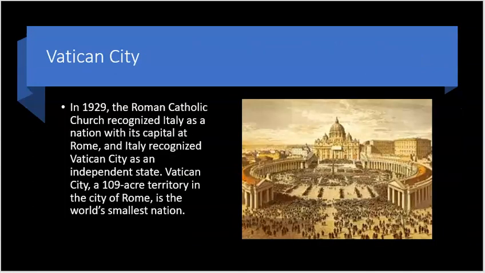Vatican City. In 1929, the Roman Catholic Church recognized Italy as a nation with its capital at Rome, and Italy recognized Vatican City as an independent state. Vatican City, a 109-acre territory in the city of Rome, is the world's smallest nation.